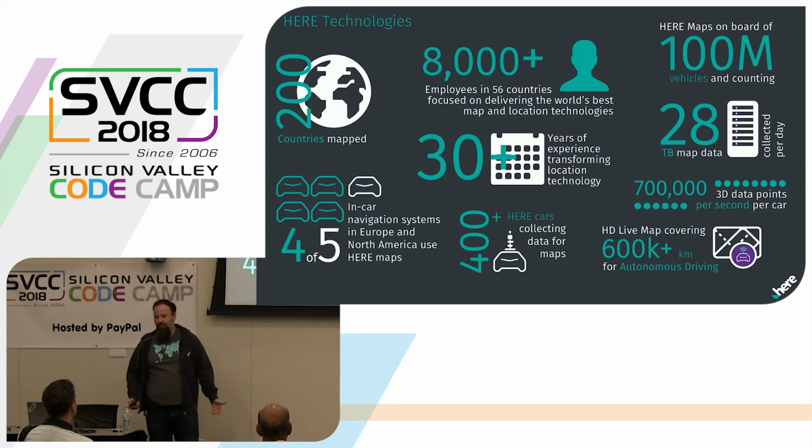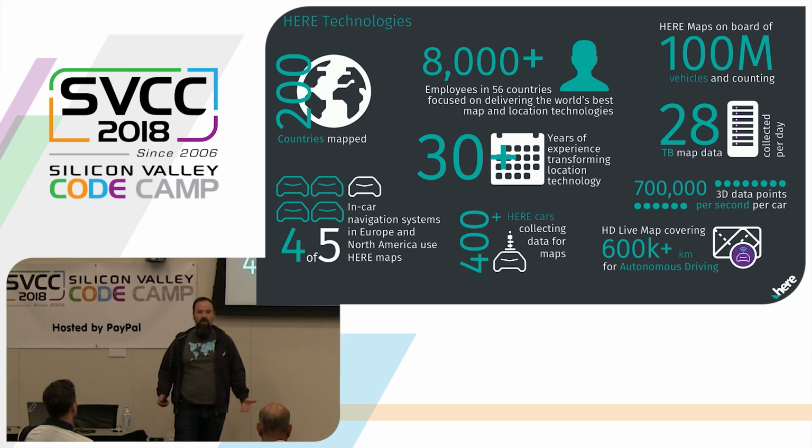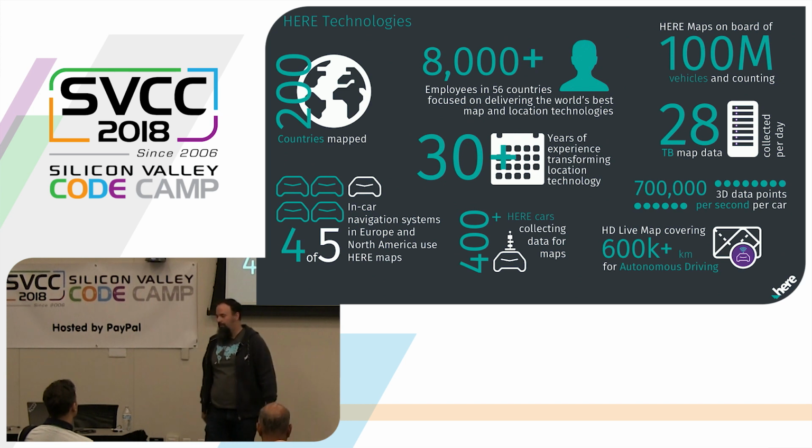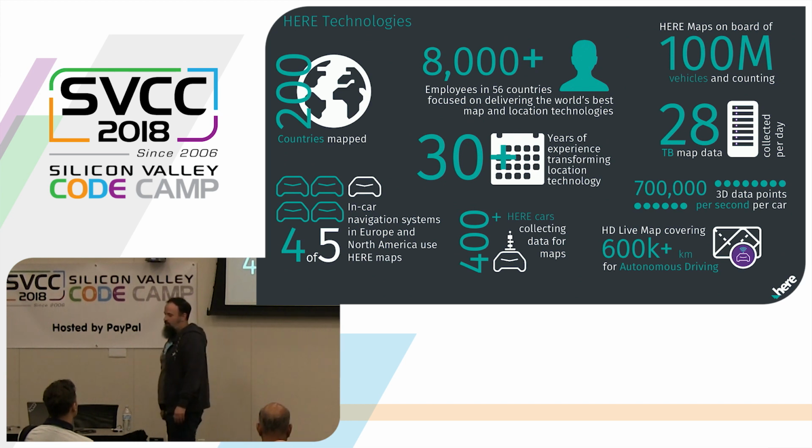By the numbers, just to give you a sense, if you're not familiar with the company: over 200 countries mapped. Some of these numbers may vary from when they were originally captured, but we have a pretty large organization across the world, nearly 8,000 employees. We've been making maps for 30 years under a couple of different names, branded as Here, I believe, in 2014. In-car navigation is probably the way a lot of people may have come into contact with our maps.